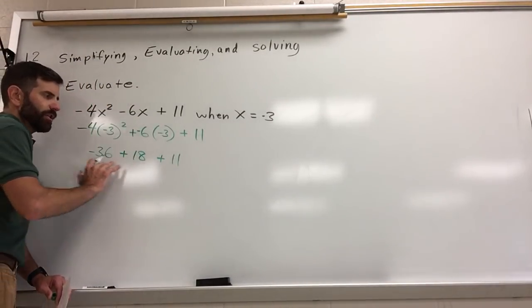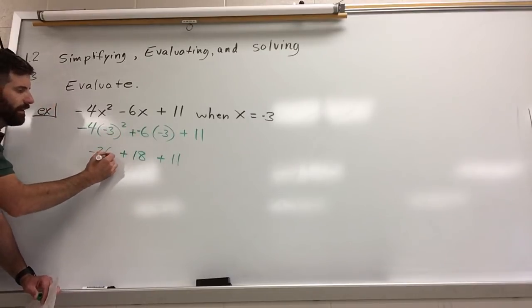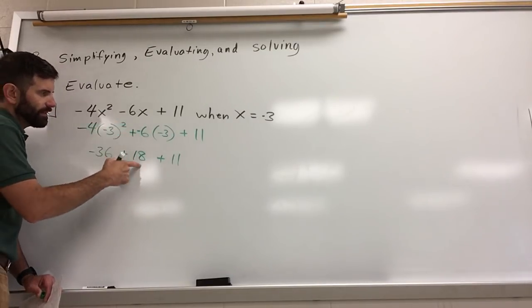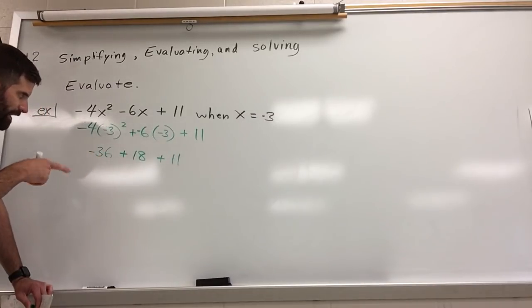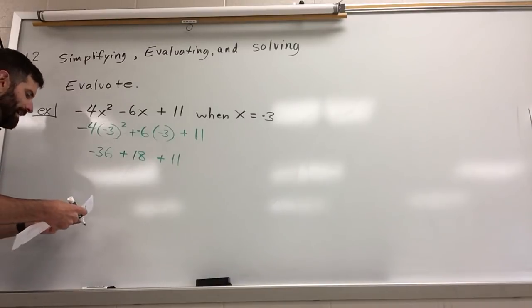And from there we do addition and subtraction from left to right. So negative 36 plus 18 plus 11. Negative 36 plus 18, that's negative 18, plus 11. So we're looking at negative 7.